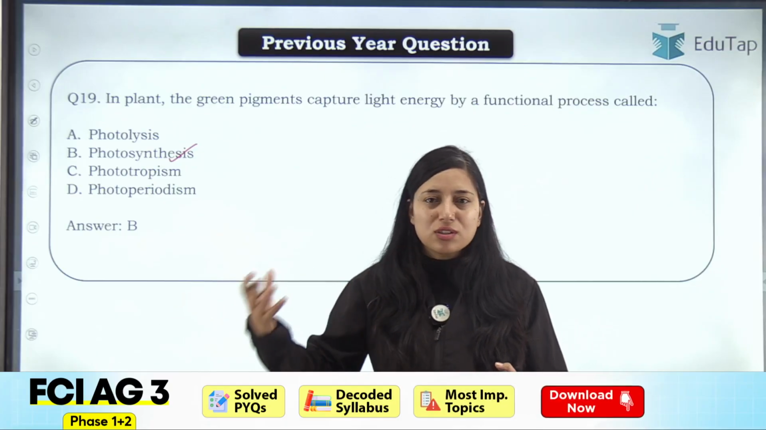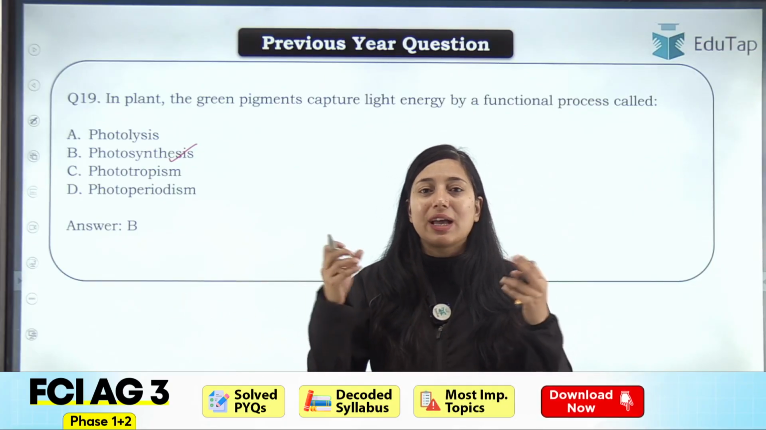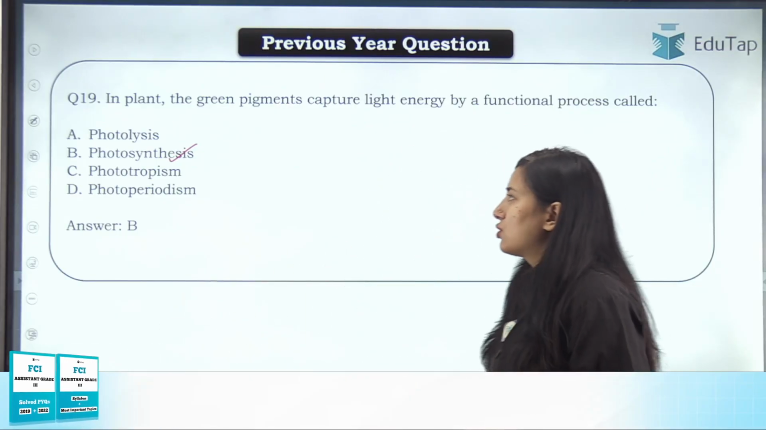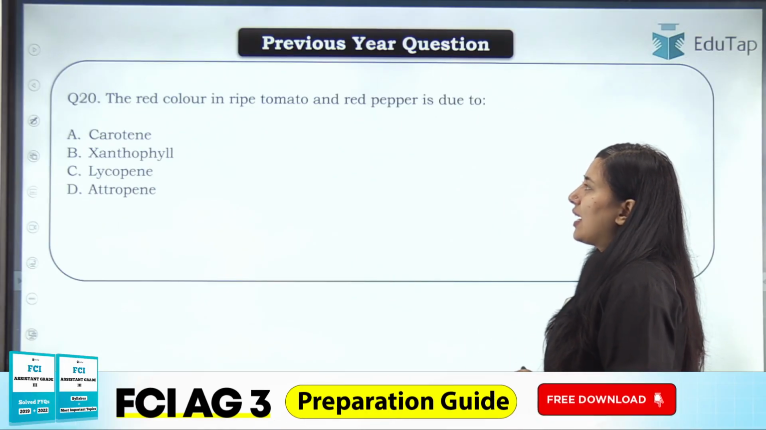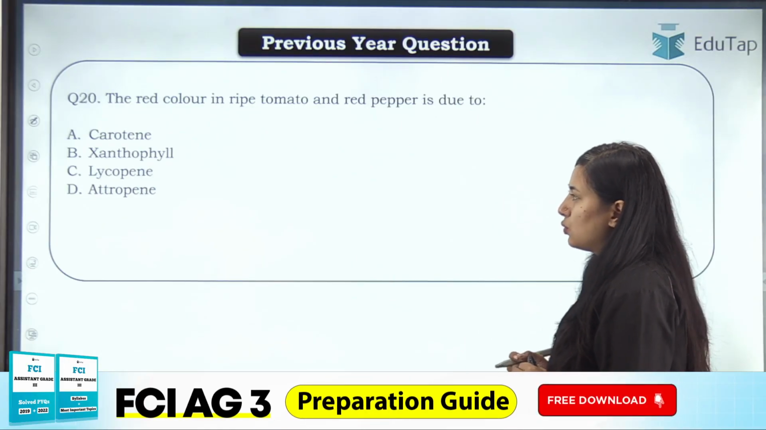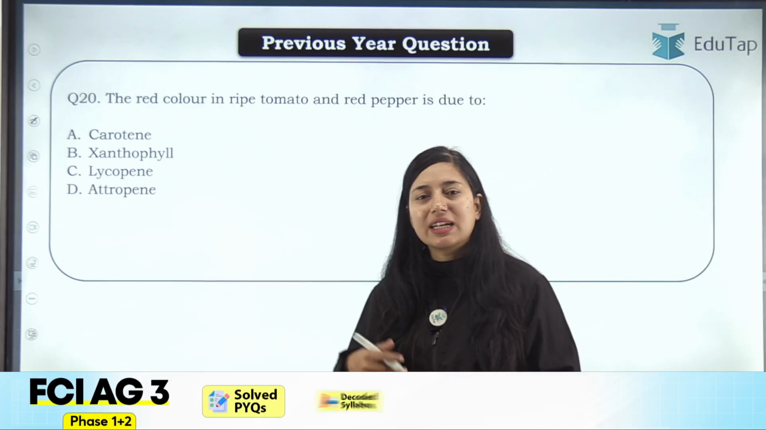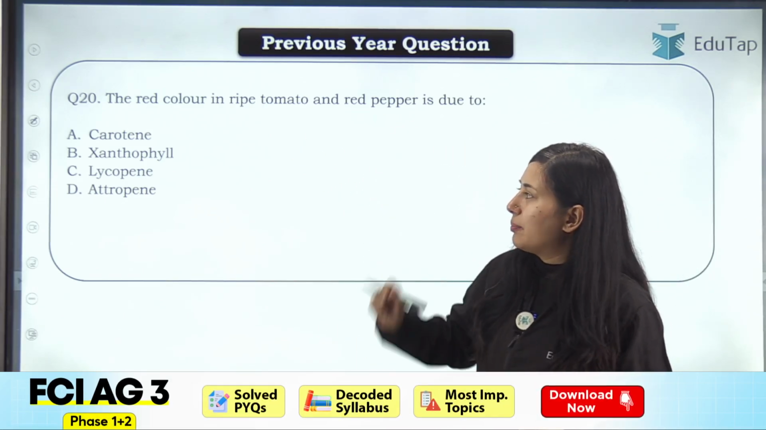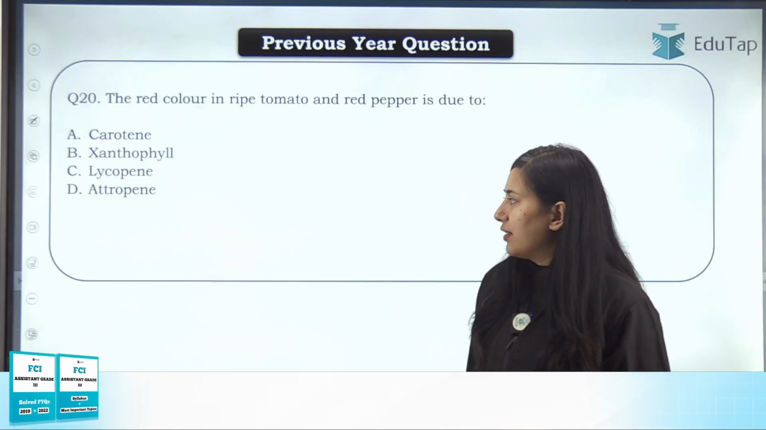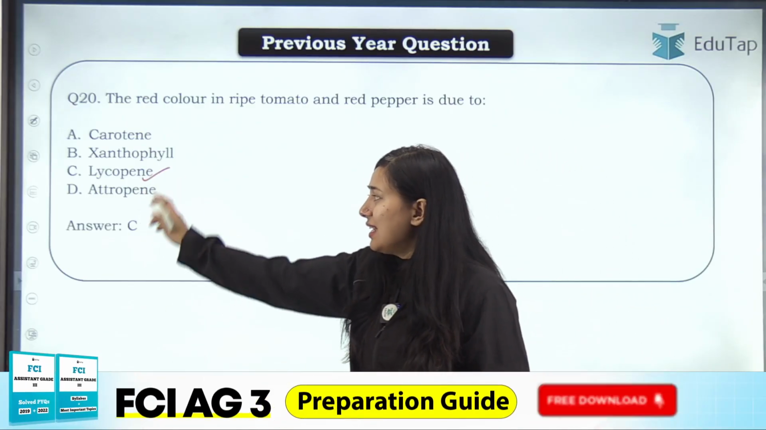So in the process of photosynthesis, plants need to capture the light, right? So the answer will be option B here. Next is, the red color in ripe tomato and red pepper is due to. So you have been asked that the red color of the ripe tomato and red pepper is due to which of the following? So it will be option C, lycopene.